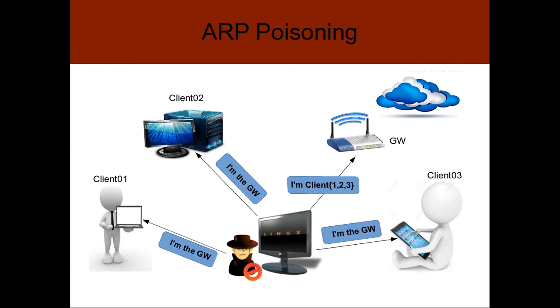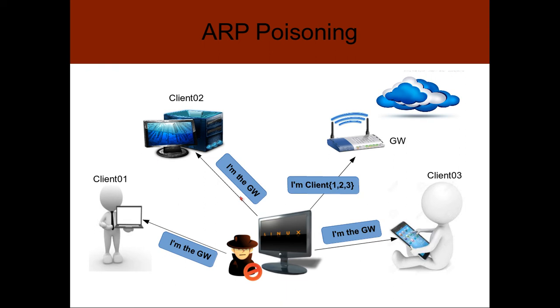So let's understand this diagram. First of all, as you can see here, guys, we have 3 clients: client 1, client 2, and client 3, an attacker machine and a gateway. The attacker will send an ARP packet, an ARP reply, to client 1, and it tells client 1 that I am the gateway somehow, okay, and it sends another packet to client 2 and tells it that I am the gateway somehow.